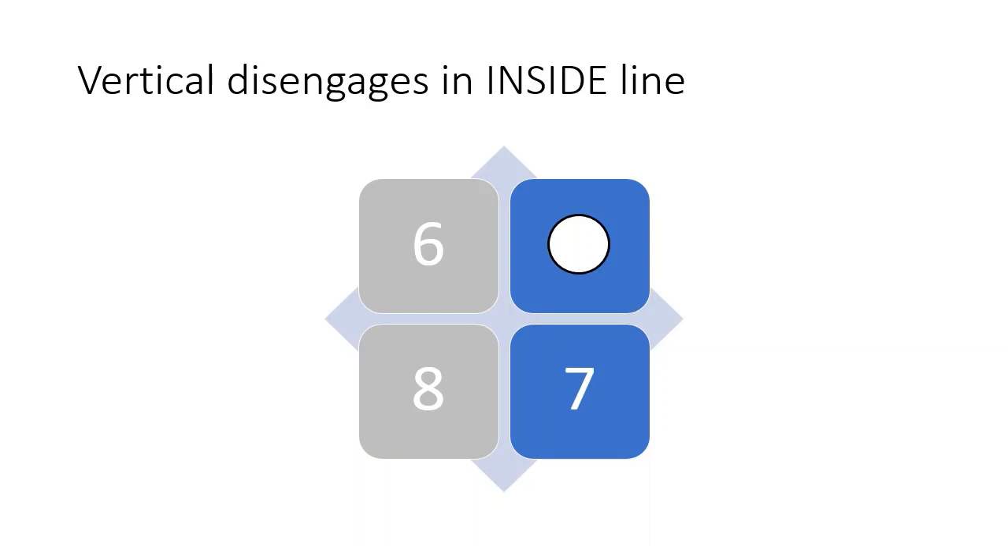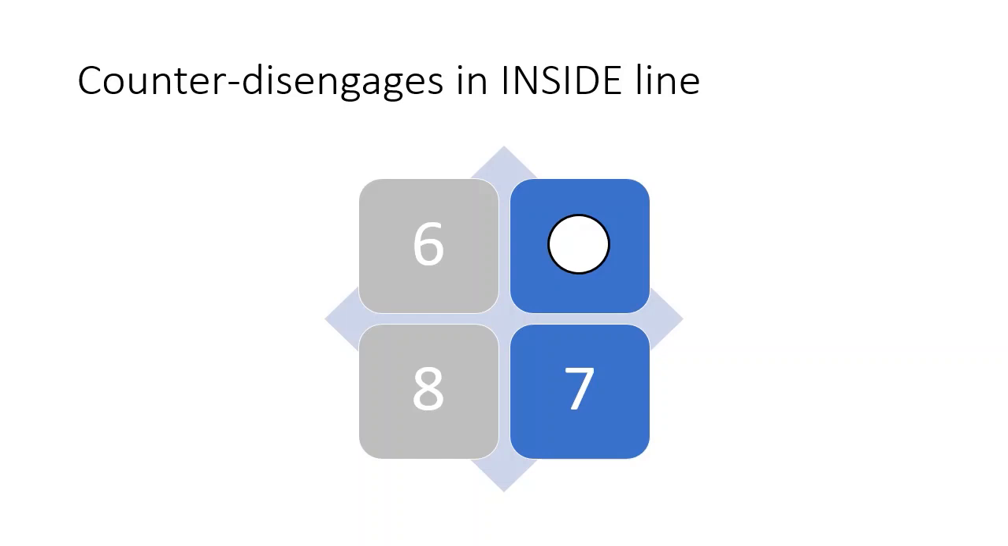Now let's consider vertical disengages in the inside line. Beginning in the line of 4, we evade the parry 4 simply by dropping our point to the low line. If we begin in the line of 7, we can avoid the parry 7 by raising our point and arriving in the line of 4.